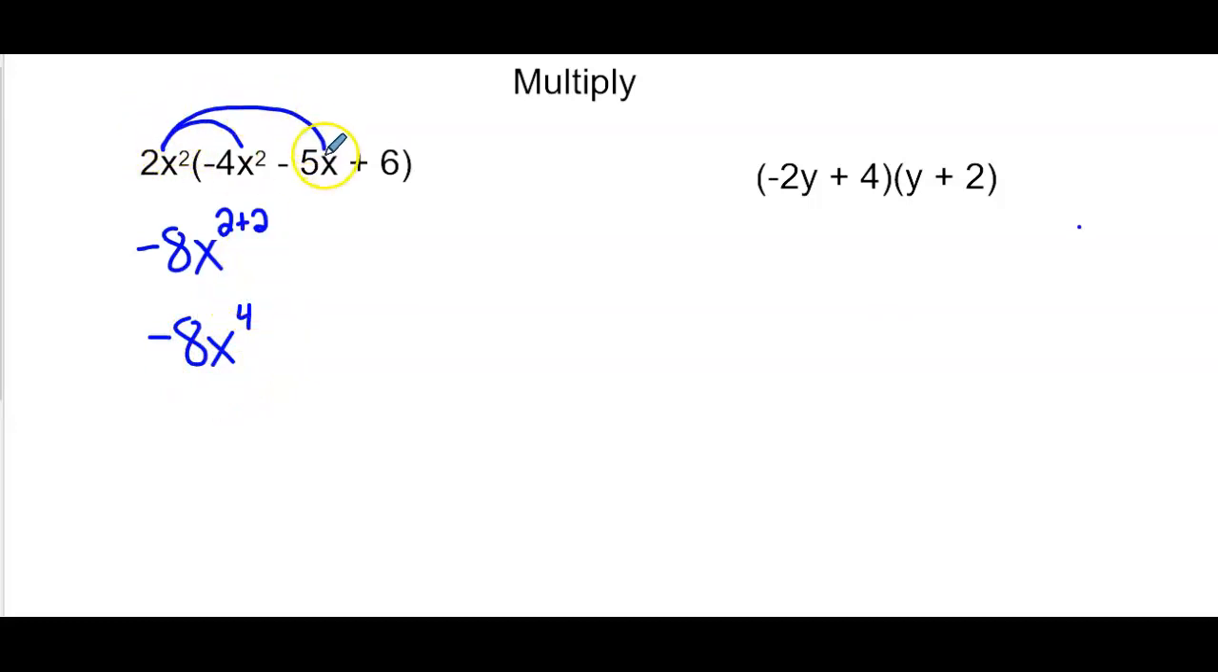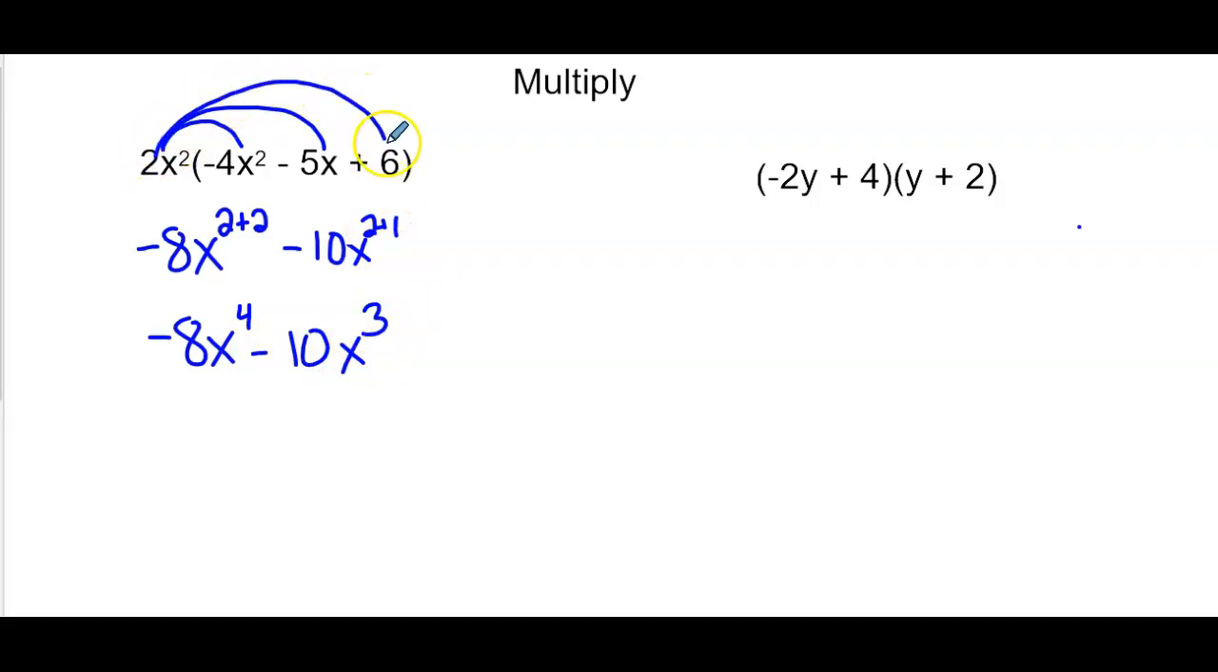All right, when we distribute here, we have 2x squared times -5x. So I'm going to do the number times the number first. 2 times -5 is -10. And then I have 2 x's here and 1 x there. That's going to give me 3 total x's. So I'm going to have -10x to the 3rd.